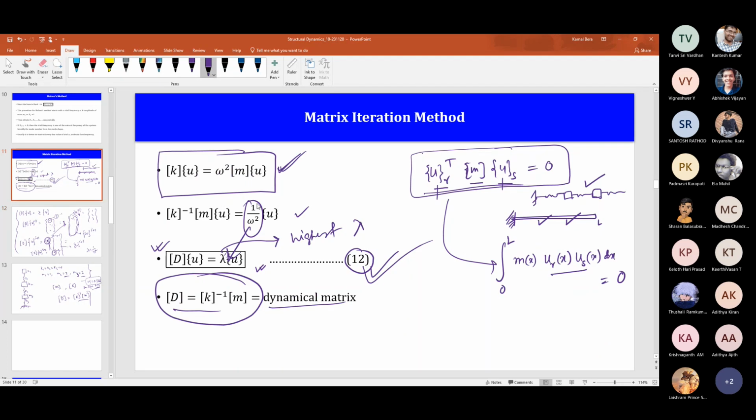So you understood that I am just converting the general eigenvalue problem to the standard eigenvalue problem, that is D u equals lambda u. D is my K inverse M, the dynamical matrix. This is clear? I want to iteratively find the fundamental frequency using the matrix iteration. From linear algebra it can be shown that it will always lead to the highest value of lambda. Highest value of lambda means lowest value of omega square, because 1 by omega square is lambda. So I'll get the lowest value of omega, which is omega 1, the fundamental frequency.